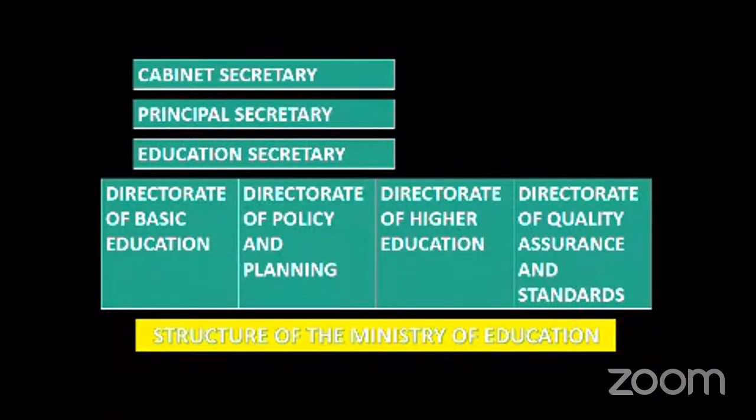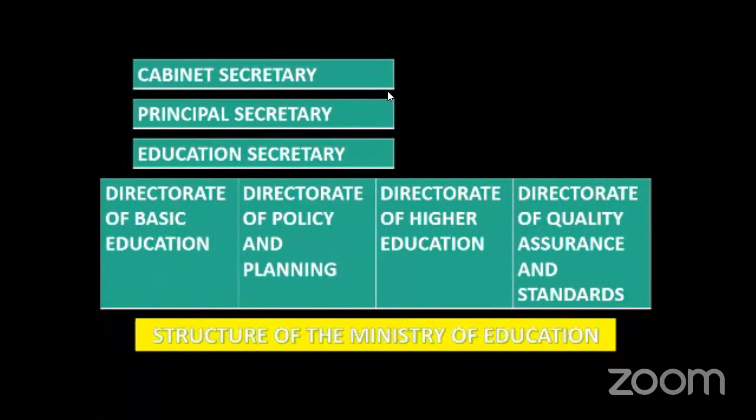Correct. Then policy and planning. What do you mean when I say policy and planning? These are the technocrats of the ministry, the ones who make policies. They are the ones who come up with the legal instruments that will govern the implementation of the education curriculum in the Republic of Kenya. They make and update policies.